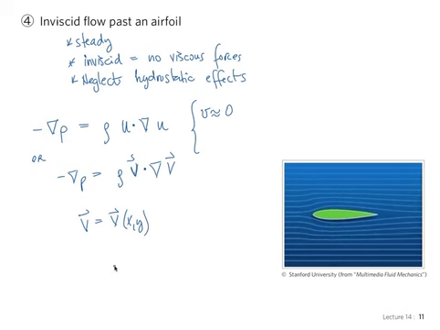In this case, what we can see from the equation is that it is a balance between pressure gradients and convective acceleration.